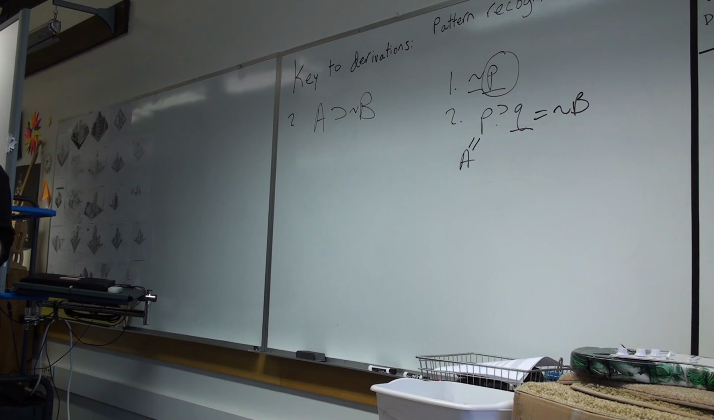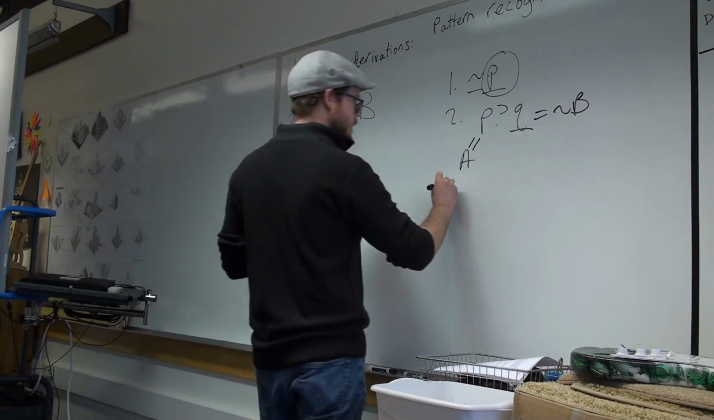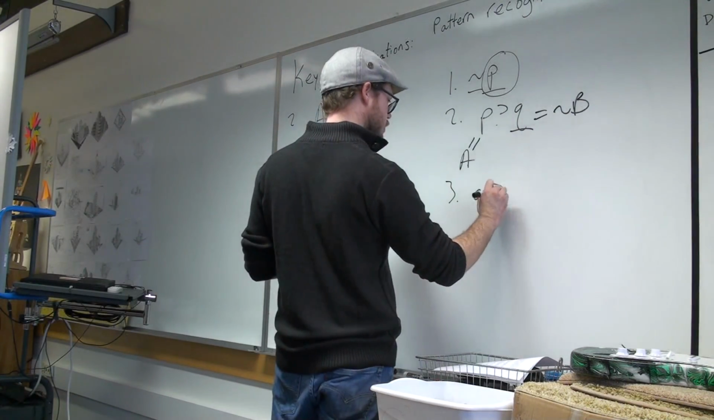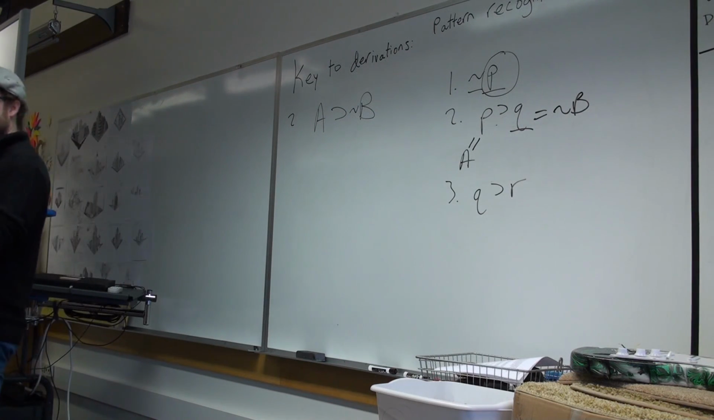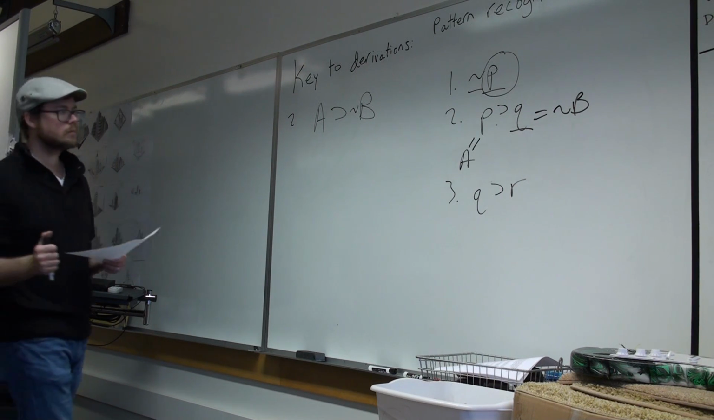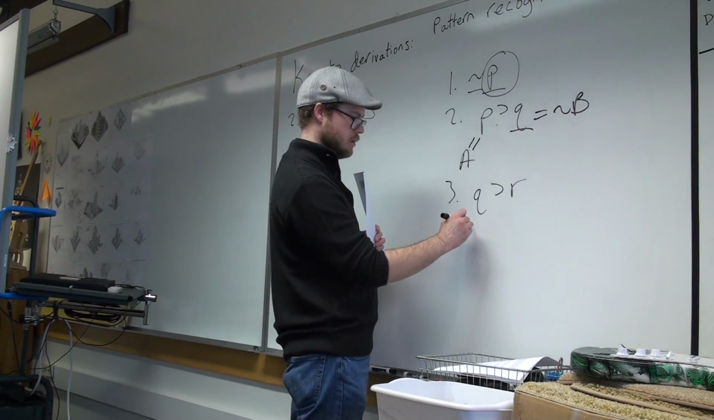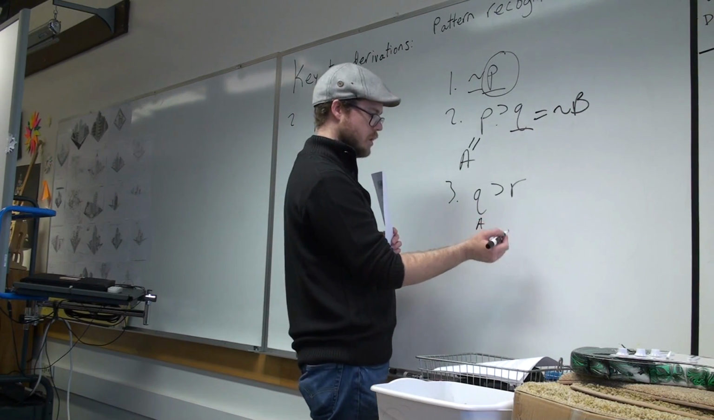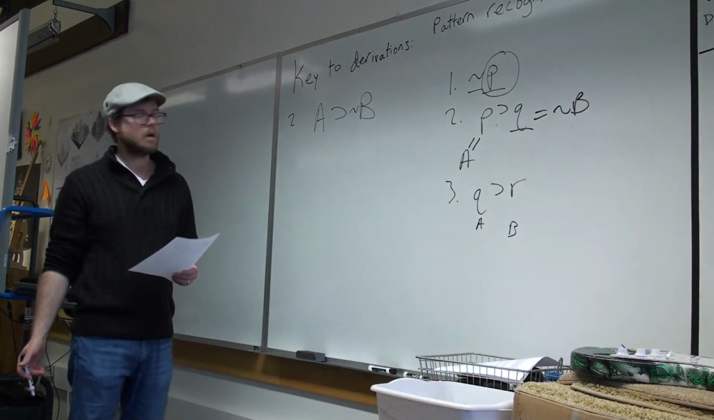So how about 3? 3 is Q horseshoe R. So Nick, you're saying it is an instance of form 3. Why? Because Q and R can be any old variable you want them to be. So what's Q in this case? A. And what's R? B. Good. That's right.